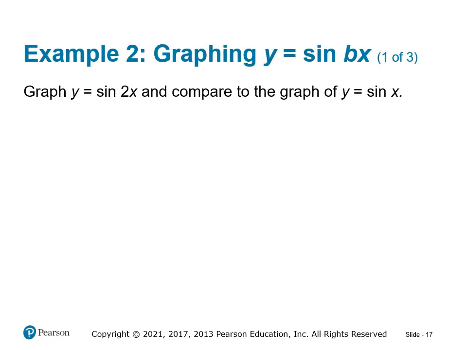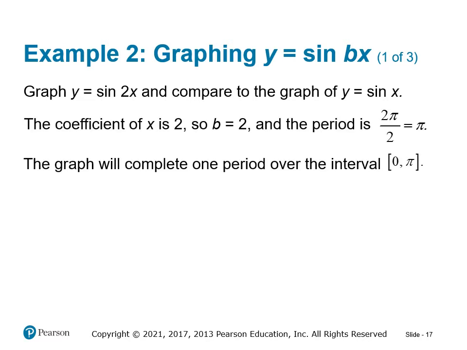So let's look at an example to help you with this, okay? So we're going to graph y equals 2 sine of 2x, and compare this with y equals sine of x, all right? So the coefficient of x is 2, so b equals 2, and the new period is 2 pi over 2. This is an important formula. The period, 2 pi over b, gives us our new period. So we get a period of pi.